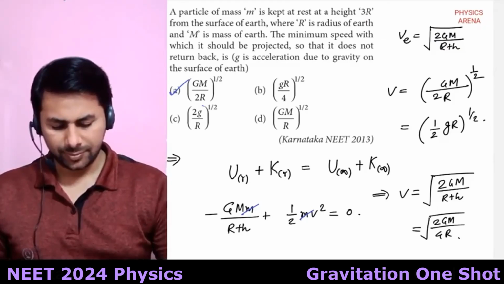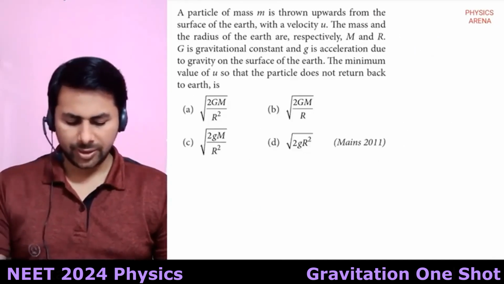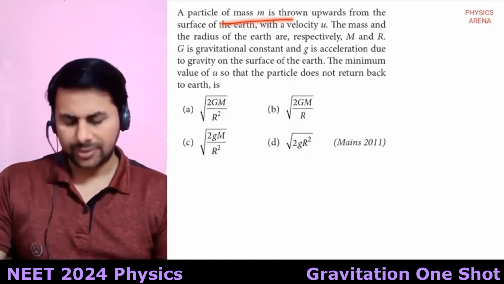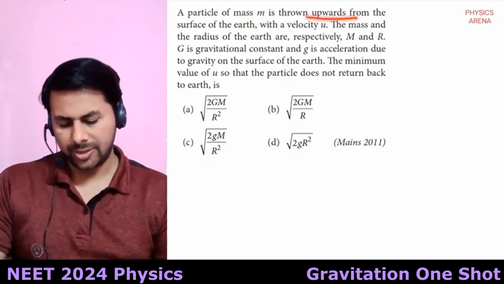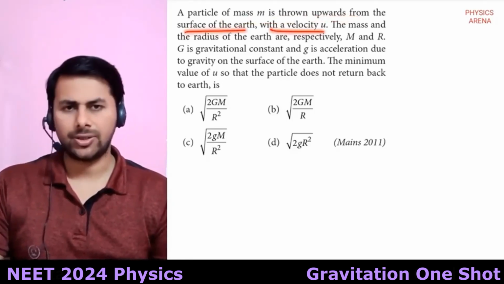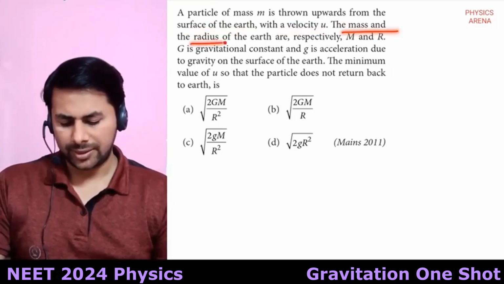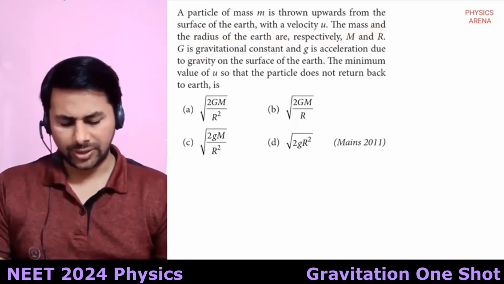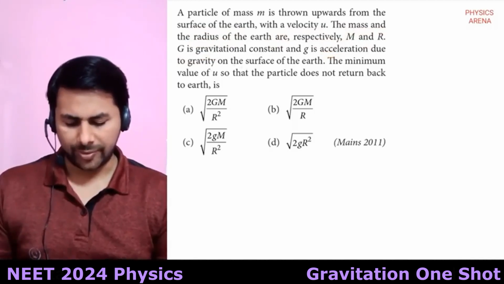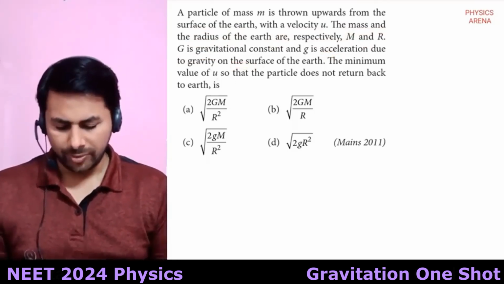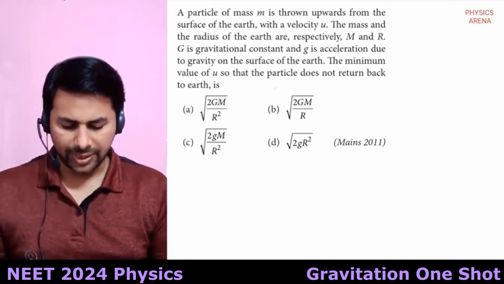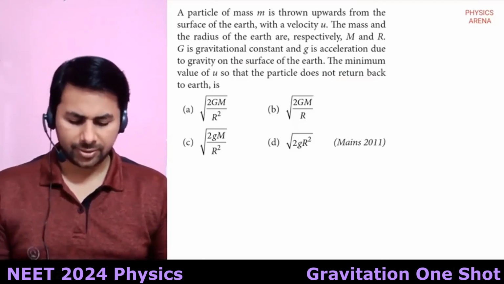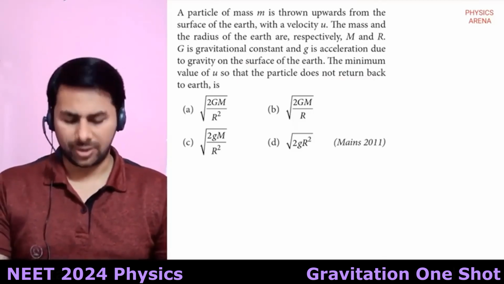Okay, let's see the next one. A particle of mass m is thrown upwards from the surface of Earth with velocity u. The mass and radius of Earth are, respectively, M and R. G is the gravitational constant and small g is the acceleration due to gravity on the surface of Earth. The minimum value of u so that the particle does not return back. So they are asking about escape velocity. How much is it?